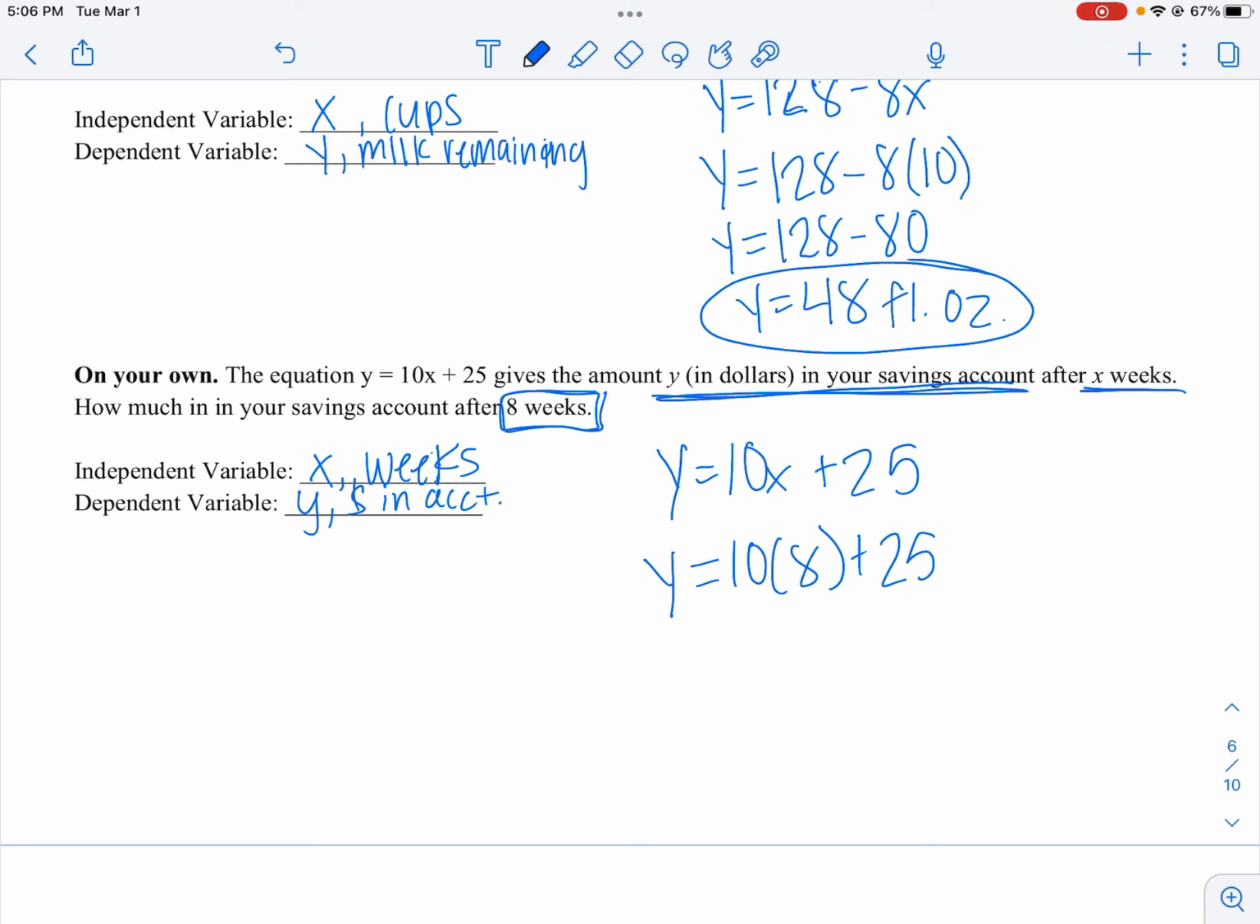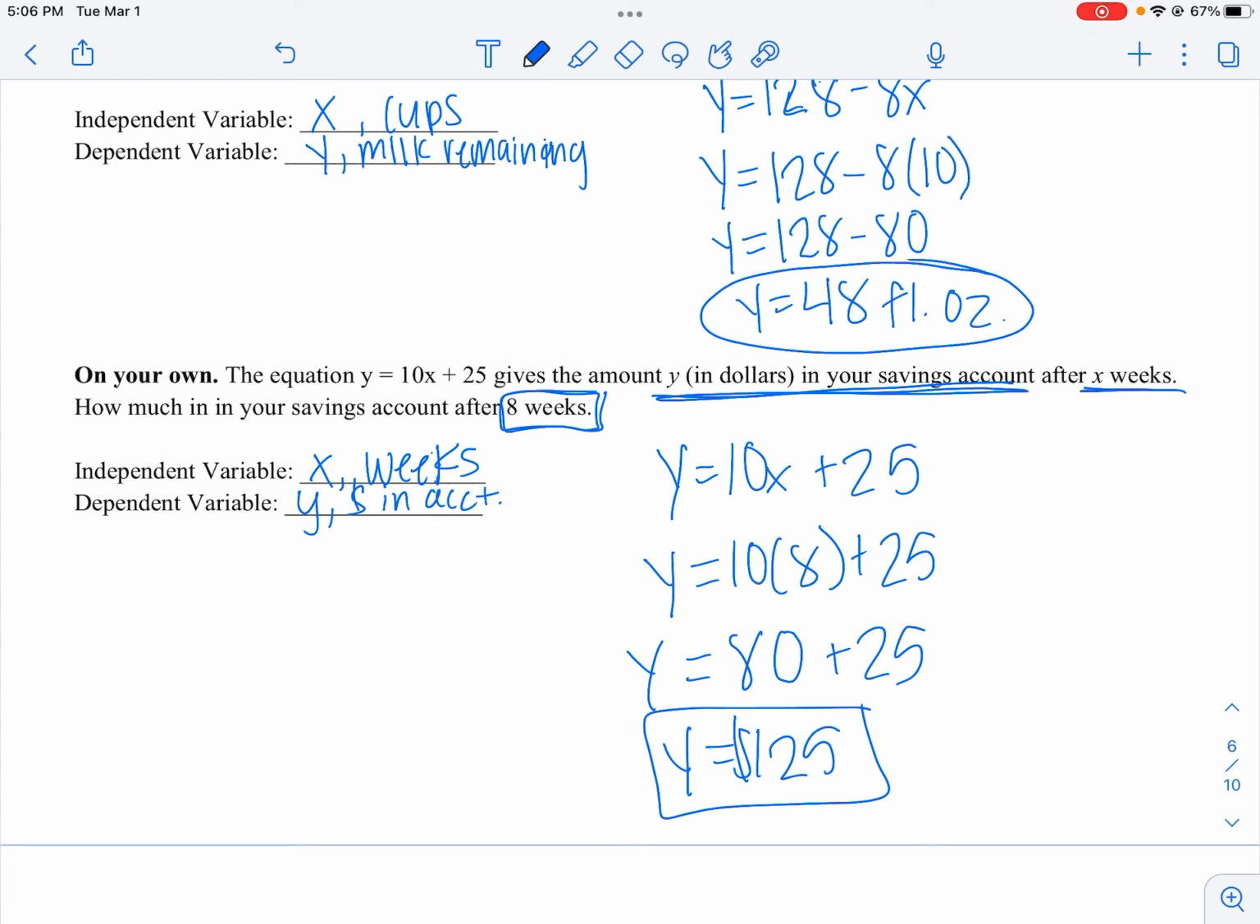Then you solve it. We're going to multiply first. So we're going to have 80, because 10 times 8 is 80, plus 25. And you should get 125 as your answer. Our label is dollars. So that means after 8 weeks, we will have $125 in our bank account.